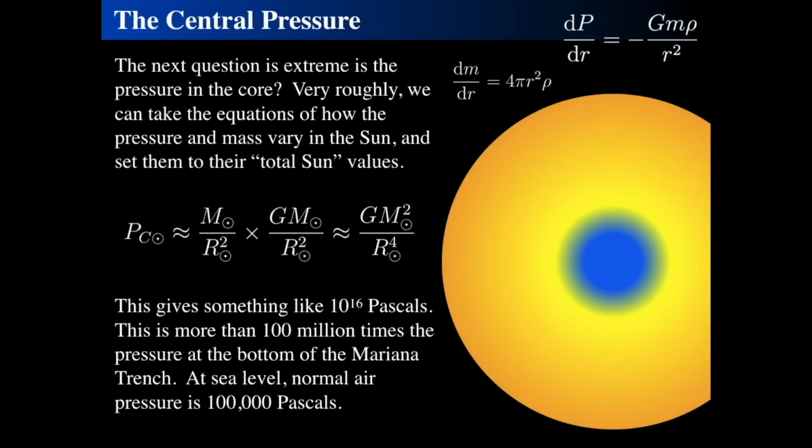It's like 10 to the 16th pascals, which is, wow, a billion is 10 to the 9th, so it's 10 million billion pascals. And that is more than 100 million times the pressure at the bottom of the Mariana Trench. So, yeah, it's pretty high pressure. By comparison, the normal air pressure at sea level is about 100,000 pascals, so it's over 100 billion times the pressure at sea level. It's an extraordinarily high pressure in order to support the weight of the sun on top of it.